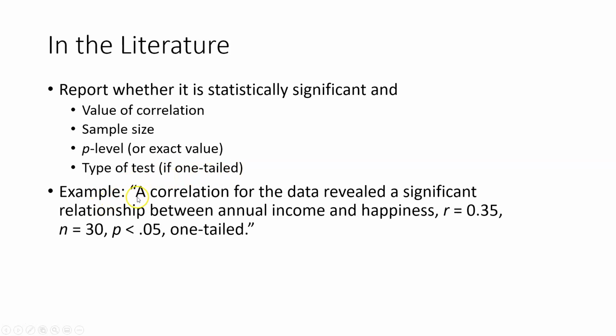So an example might look like this. A correlation for the data revealed a significant relationship between annual income and happiness, r = 0.35, N = 30, p < 0.05, one-tailed. In all of our previous statistical reporting, we have reported the degrees of freedom in parentheses right here. Notice that that's not the case in this example. We're going to report the n size instead. And we're going to, again, give the p-value just like we have been for a long time, right after the statistic.